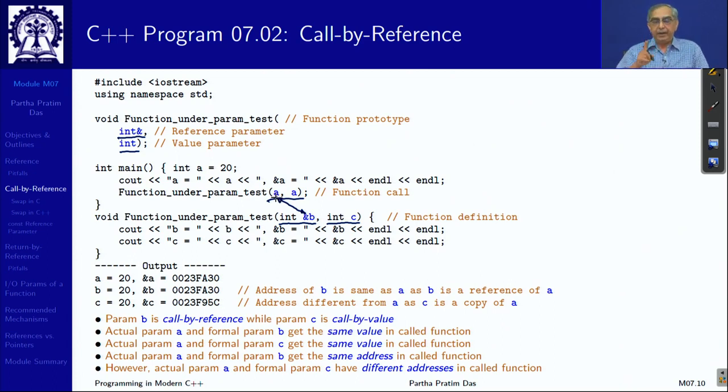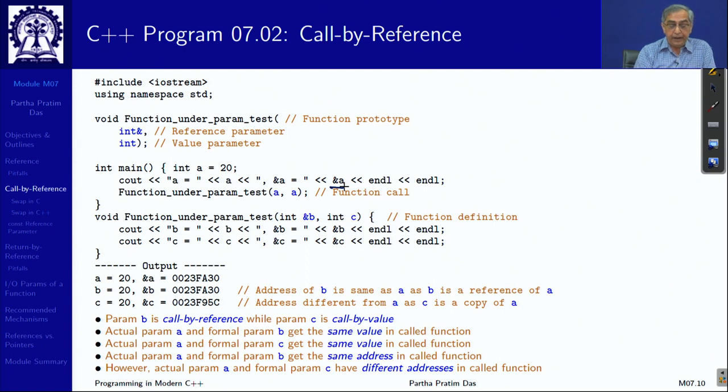So, b necessarily becomes a different name for a. The value is not copied, but you are just saying that in the function under param test, whatever you call b is the actual parameter a, just a different name for it. So, if you change b, a will get changed, whereas this is a copy, because this is a call by value parameter. So, c will take the call time value of a and that will be copied into c in a different location.